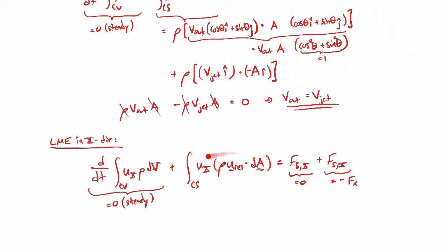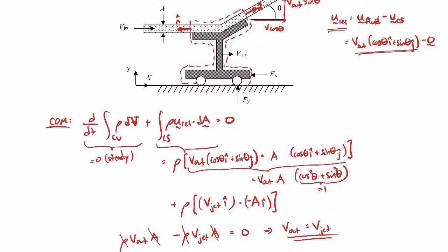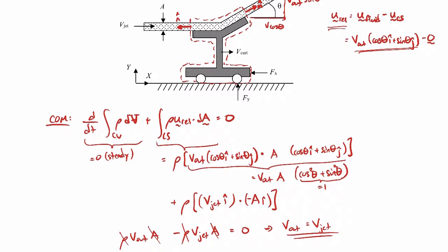Now we have our linear momentum flux term here. Let's evaluate it first at the inlet. The x velocity of the fluid as it crosses the control surface at the inlet will just be V jet. We're using that coordinate system, and that's in the positive x direction.